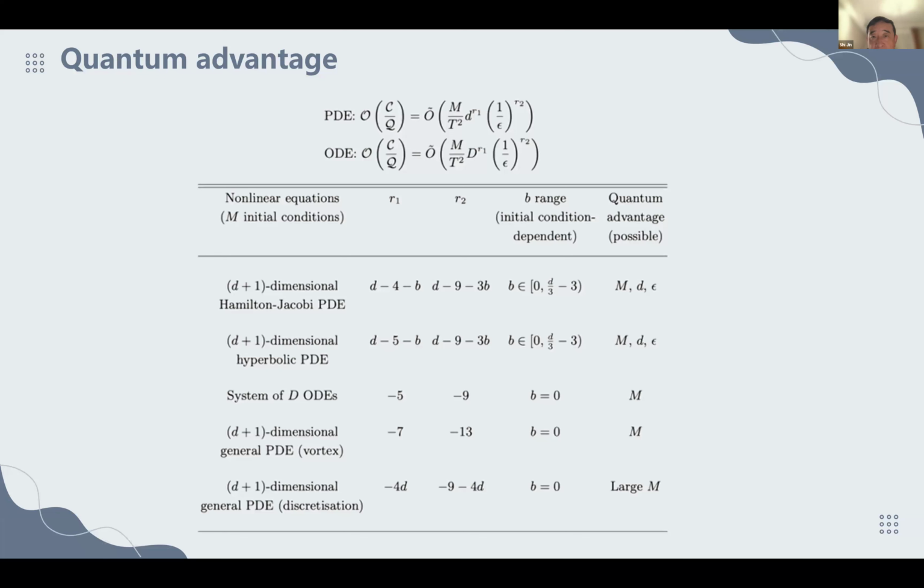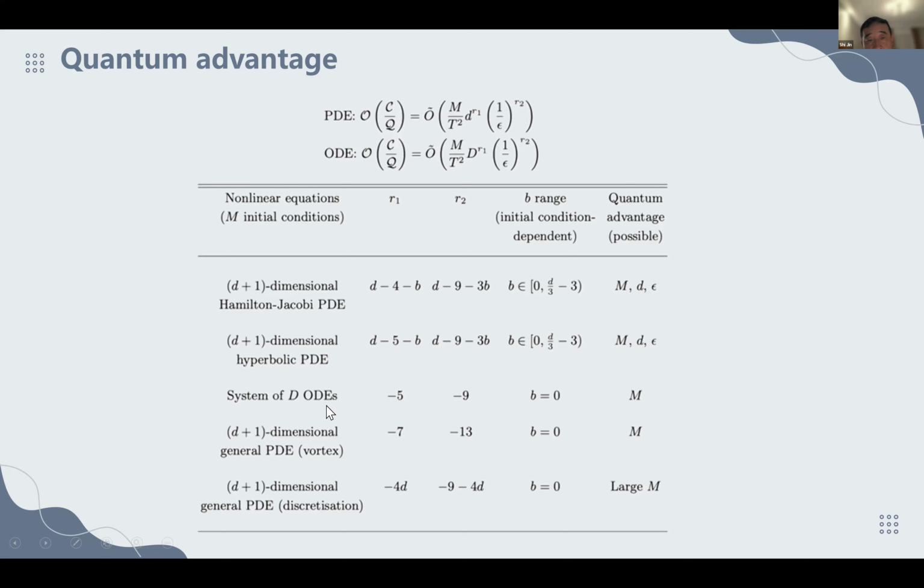What that means is that if classically you use n grid points, then the quantum algorithm needs log n points. So now for Hamilton-Jacobi, as you can see, R1 and R2 can be positive as long as the dimension is high enough. For example, this B has to do with the initial data, forget about it. If d is bigger than 4, for higher than 4 dimensions, we get an exponential quantum advantage over the dimension. But if d is bigger than 9, you get an exponential quantum advantage over the accuracy epsilon. Okay. So you can achieve quantum advantage for Hamilton-Jacobi equations, for scalar hyperbolic equations.